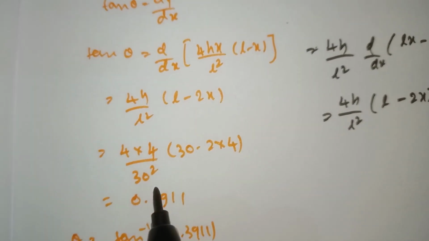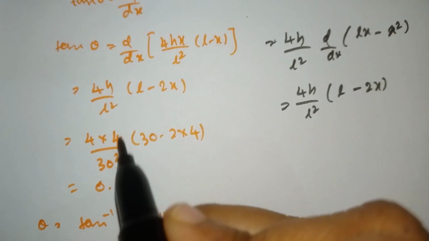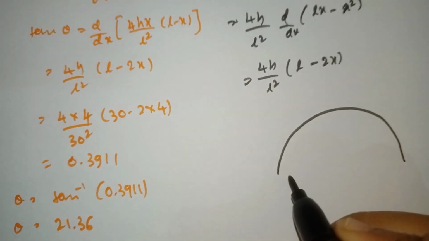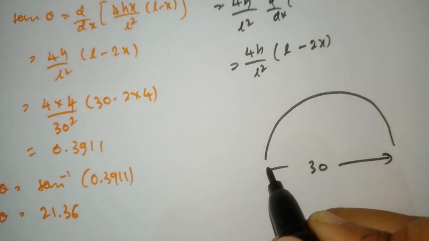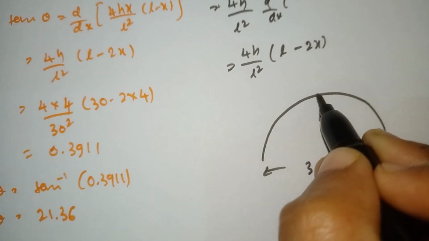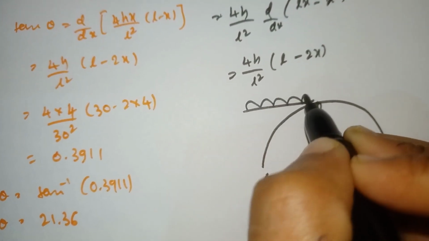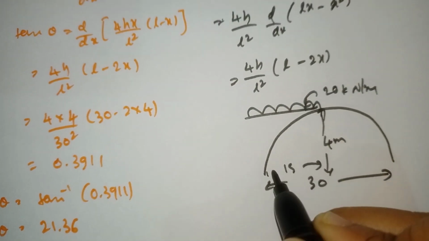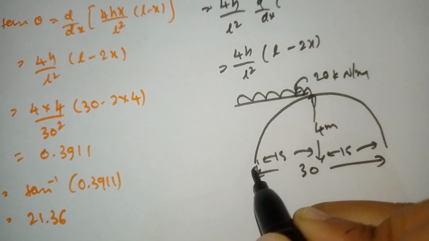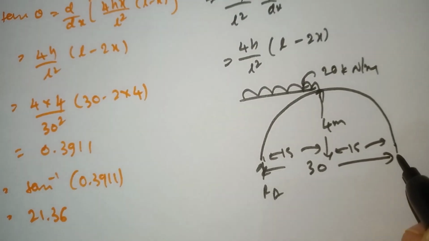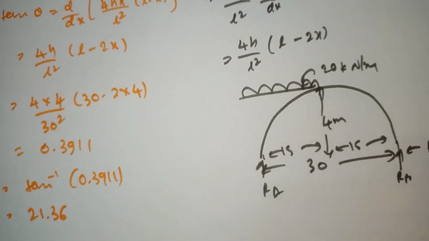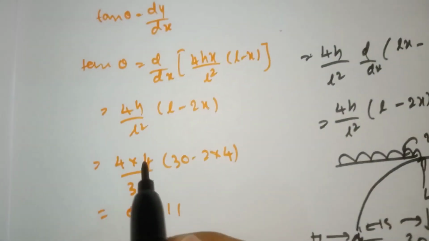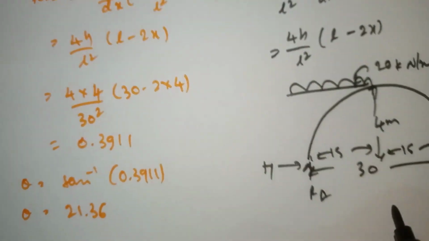Now we know the value of H and L, so I will draw the diagram. Our span L is 30, our rise is 4 meter, and this is the UDL, 20 kilonewton per meter. From here to here is 15. RA, RB, H, here H. So our H value is 4, and I have written our L, the span, is 30.